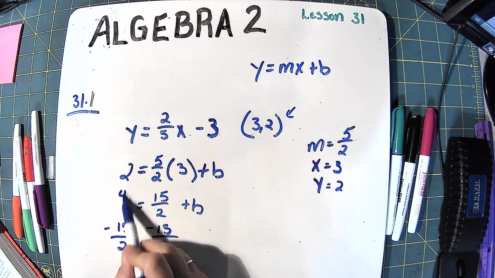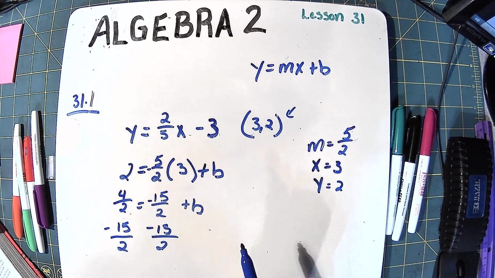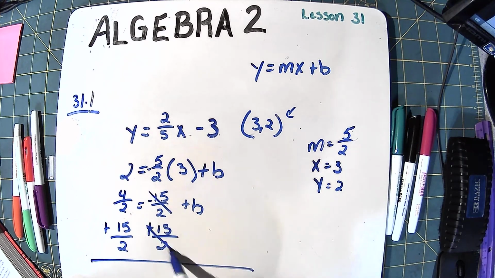Oh, it has to be negative 5 over 2. Whoopsie. So that would be negative, and this would be negative. So we're adding that. There we go. So those cancel, and we get 19 over 2 equals b.